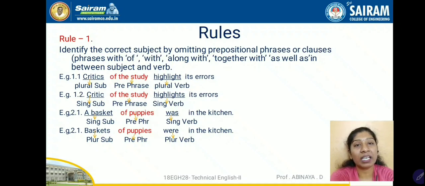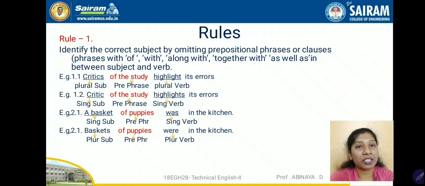See the next example, critic. Critic is the singular subject. So, singular verb with S: highlights its errors. Here of the study is a prepositional phrase. We need not consider it. See the 2.1 example, a basket of puppies was in the kitchen. A basket with puppies was in the kitchen. Here the subject is the basket. What is the doer? The basket is in the kitchen, which is containing some puppies, right.